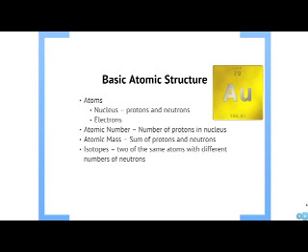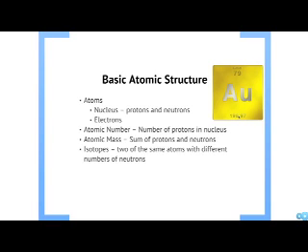So of course an atom, here's an atom of gold, has a nucleus with protons and neutrons surrounded by electrons orbiting it in various configurations. The atomic number of gold here is 79. That's the number of protons in the nucleus. The atomic mass, this number, is the sum of the protons and the neutrons together.